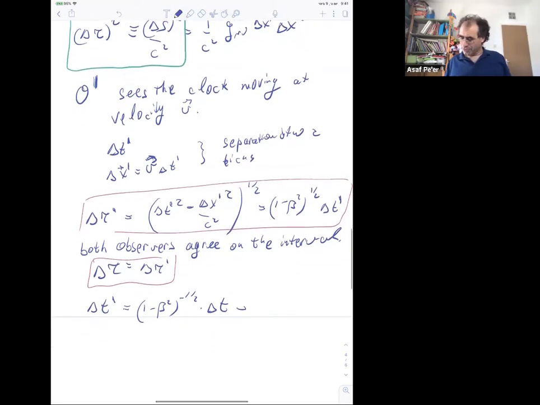Okay, so this is equal, of course, to 1 minus beta squared to the power of minus 1/2, which is just gamma, so it's just gamma delta t.